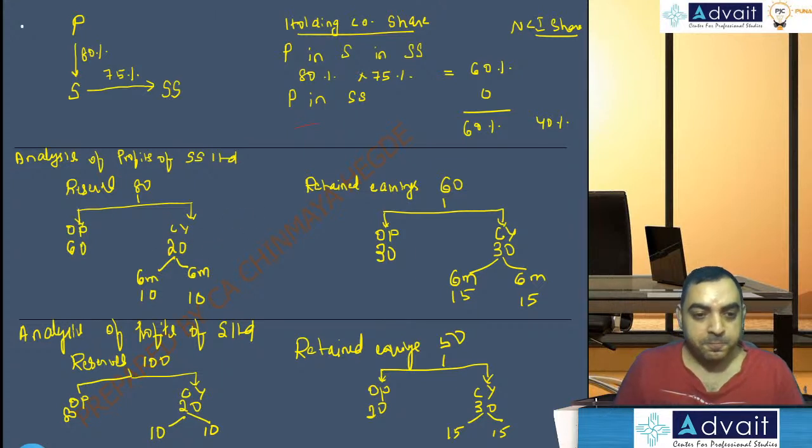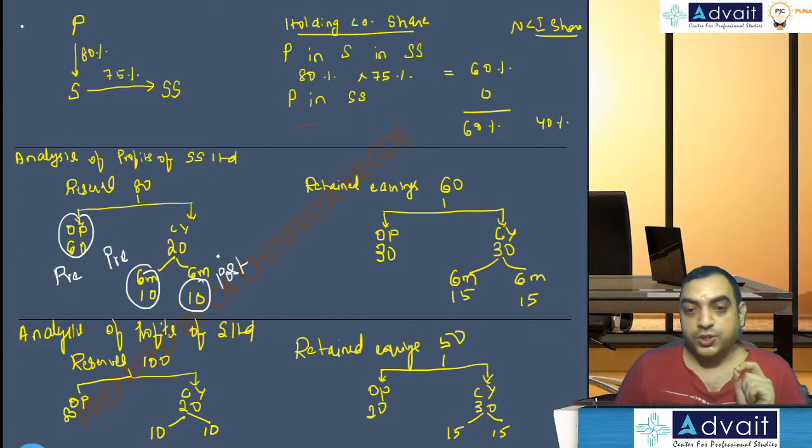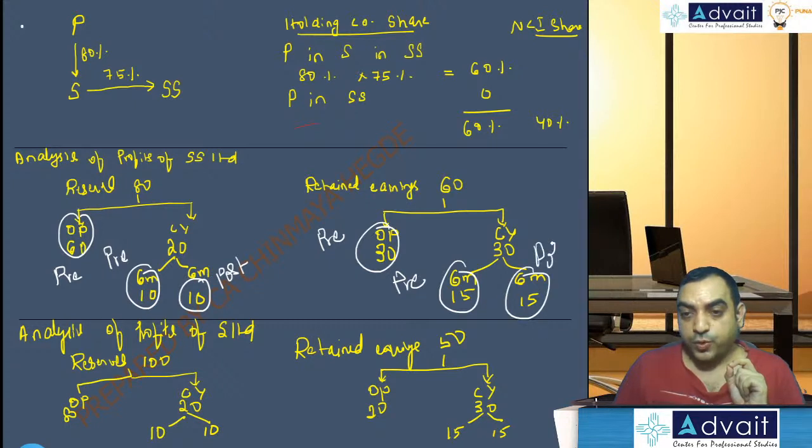Okay, then let us identify. See, the opening balance is pre-acquisition, and in the current year, the first 6 months is pre-acquisition and the second 6 months is post-acquisition. Similarly, for retained earnings, the opening balance is pre, the first 6 months is pre and the second 6 months is post.